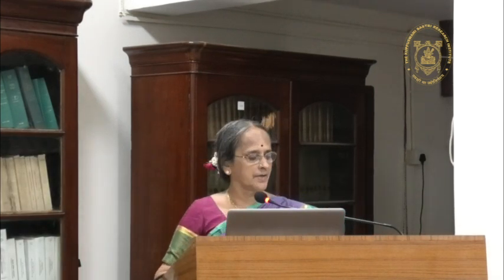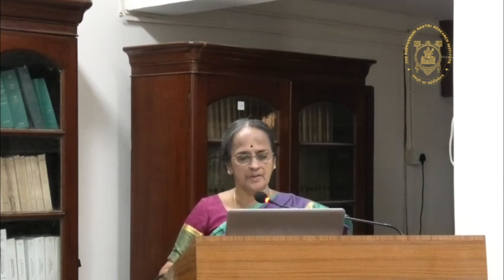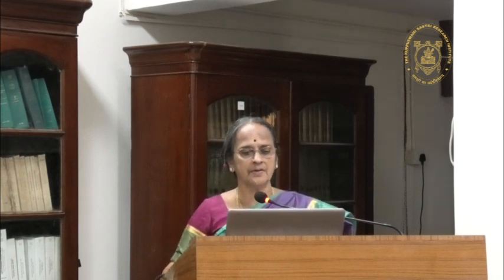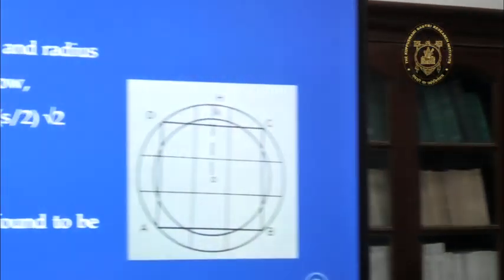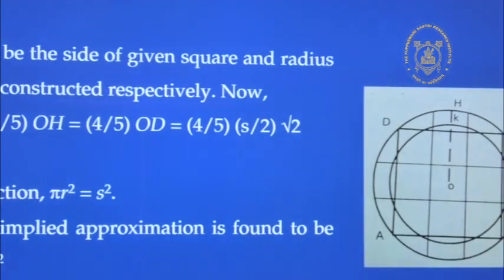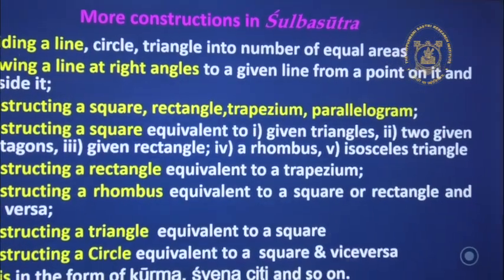Like this, there are various constructions. Here I have given constructing a circle equal in area to a square. We'll come back to this if there is time. Then there are a lot of other constructions.